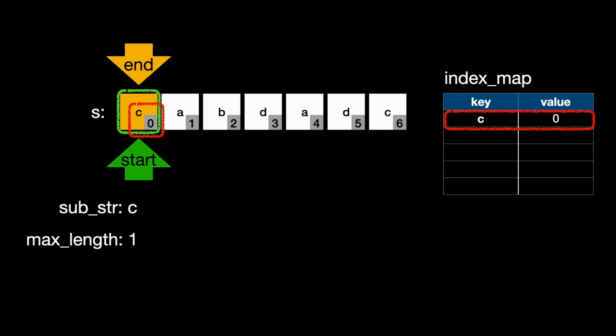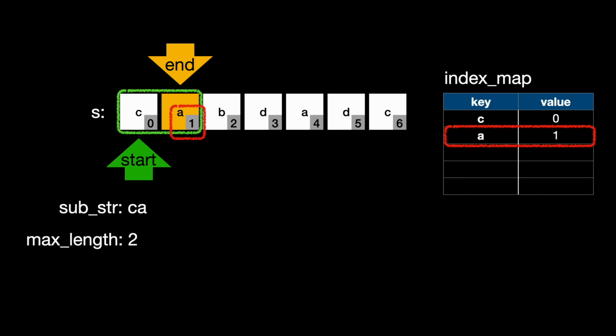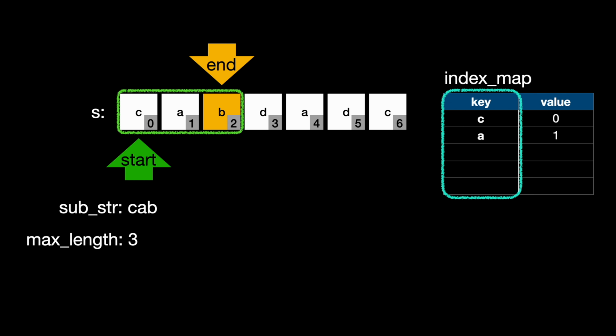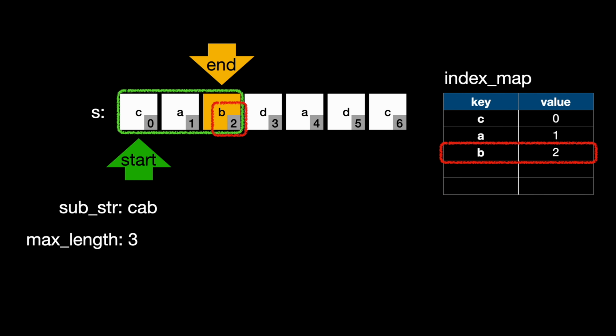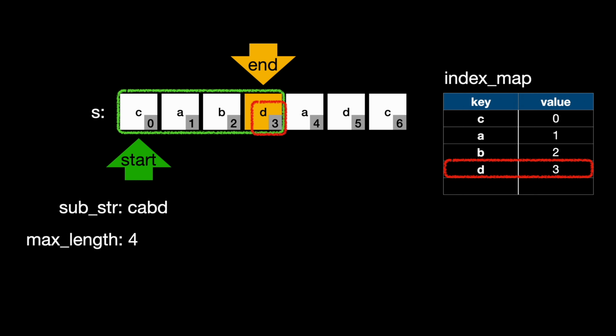Now we move end 1 step to the right. Now it's pointing to A. Since A isn't in the map yet, we're good. Our substring is now CA, and we update max length to 2. Next, end moves to B. Same deal. B is new, so our substring becomes CAB. We bump max length up to 3. Then end moves to D. No duplication yet, so we include it as well. Substring is CABD, and max length becomes 4.